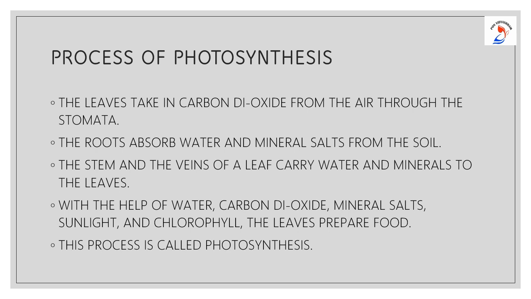How does the chlorophyll help, children? The chlorophyll is the green pigment which traps the sunlight. So, with the help of all these materials, the leaves prepare food. This process is called photosynthesis.